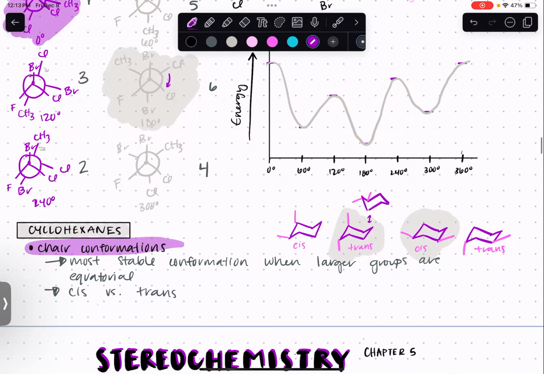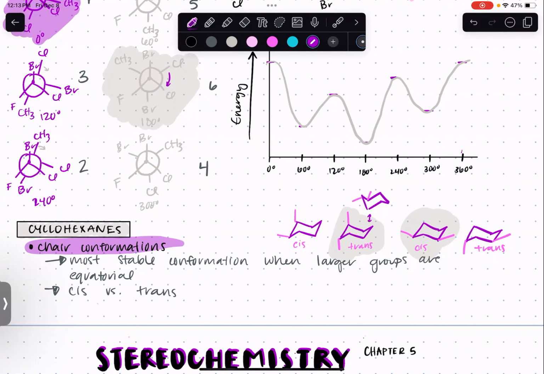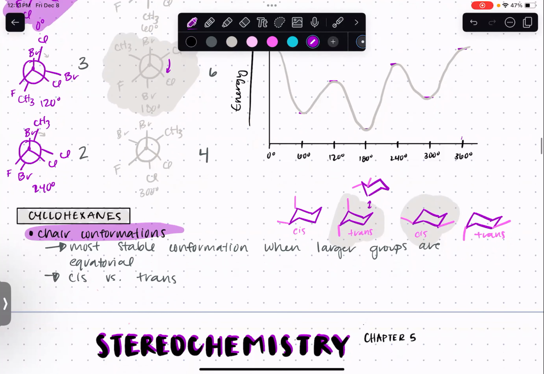Would you go over it's like axial and equatorial again? Yeah, so axial is just when we have stuff that's going straight up and down. Kind of like when you think of an axis of a planet, like planet Earth, right? Axial goes straight up and down through the middle of the planet. And equatorial is going to be where it goes out to the side.